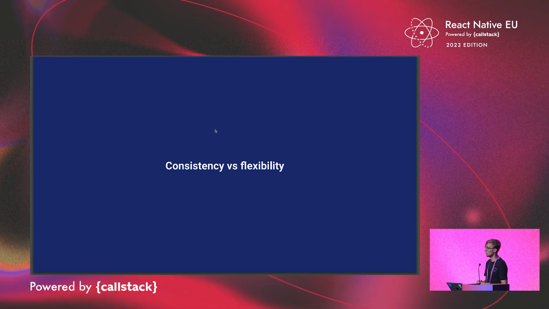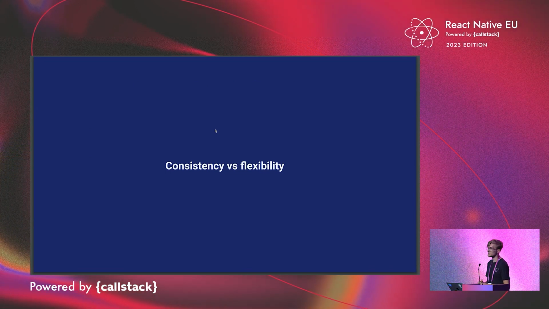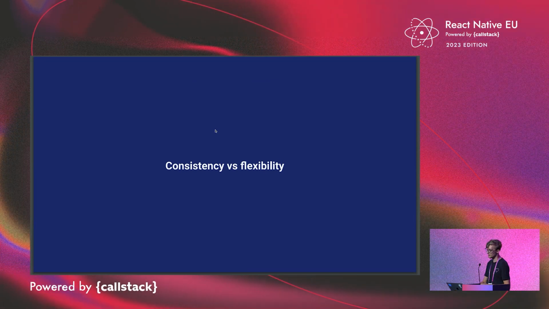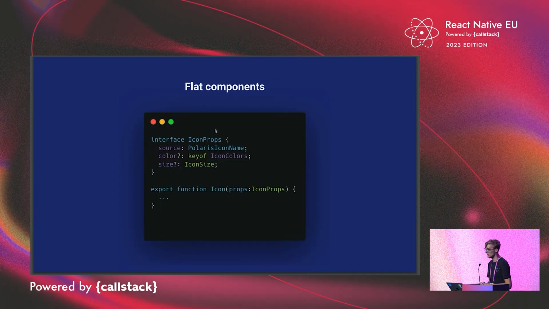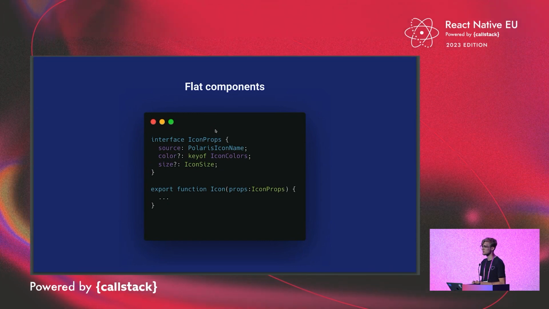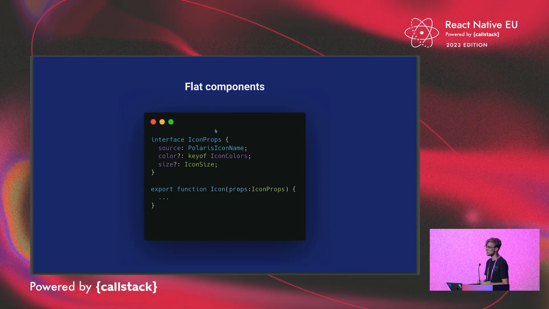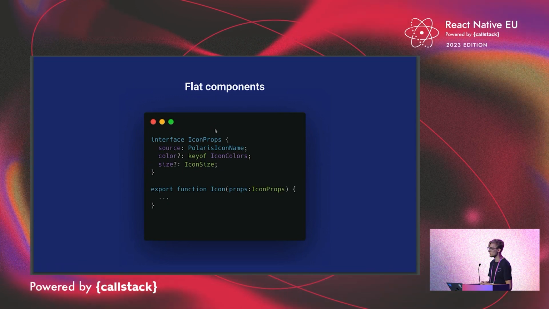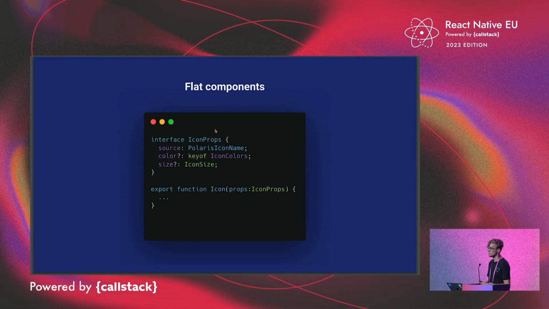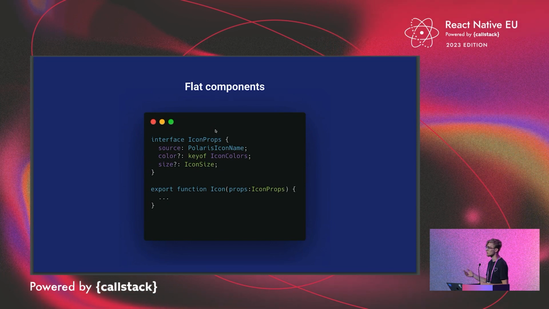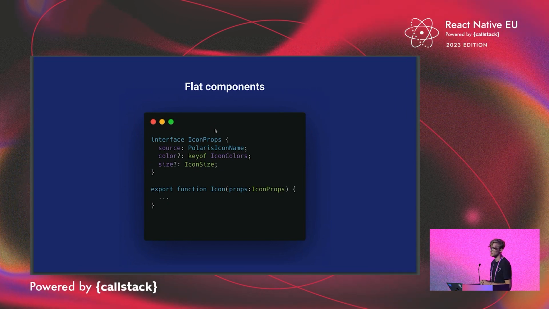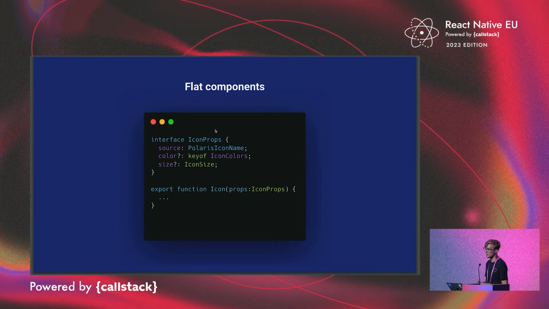So let's go a little bit deeper into the consistency and flexibility trade-off that I kind of touched on earlier. How we think about it is there's kind of two different types of components. There are either flat components or deep components. And for flat components, like an icon that renders just an SVG, that's a place where you can really kind of enforce a lot of consistency.